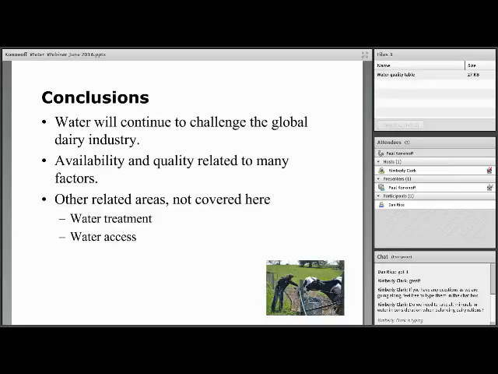The issues related to both availability and quality are related to a number of very complex factors. And so it's hard just to look at one water quality test at a desk in some remote location and say what the problem is. And so if people are dealing with water quality issues, the recommendation is that they go out to the farm and assess the local and regional issues.